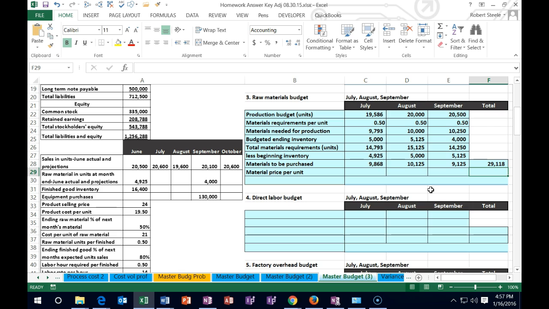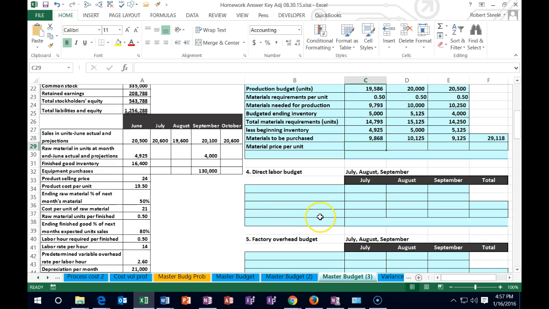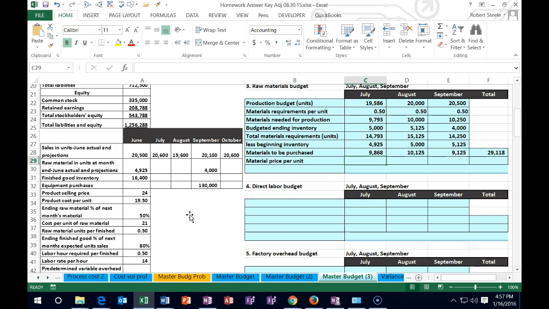That will give us the 29,118. And so that's how many units we're going to have. We are, of course, going to have to pay dollars for these. So in this case, we're going to have to find out how much it is going to cost per unit. And again, this could vary a lot depending on the types of units we're looking at here. In this case, if we scroll down, we're going to need to find that in the problem somewhere. And in this case, we're going to say that the cost per unit is $21 per unit.